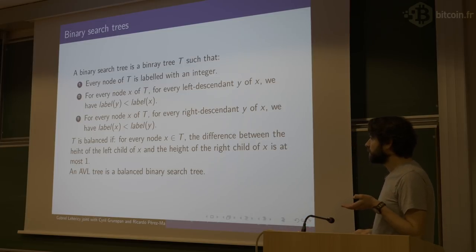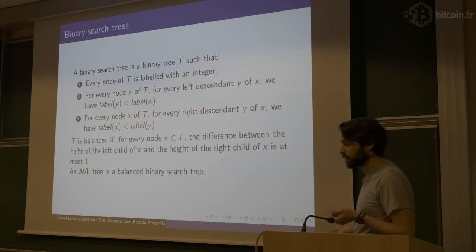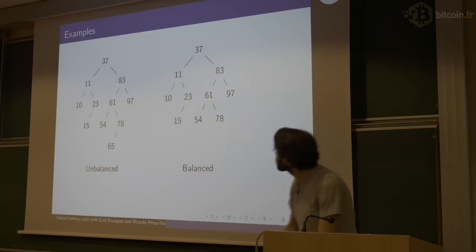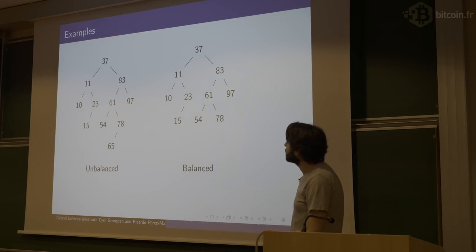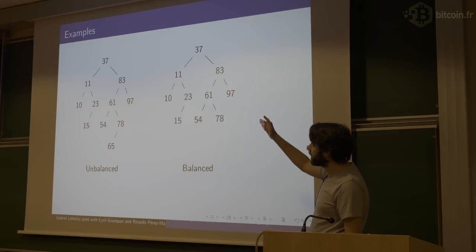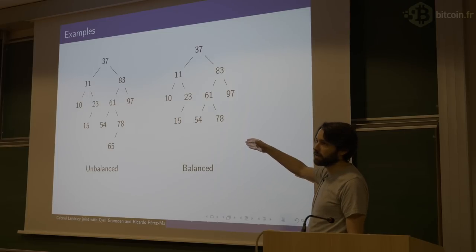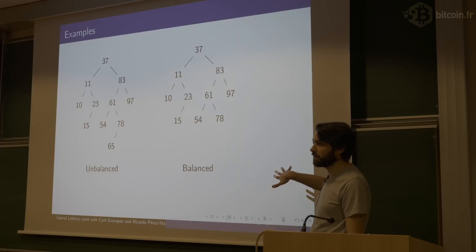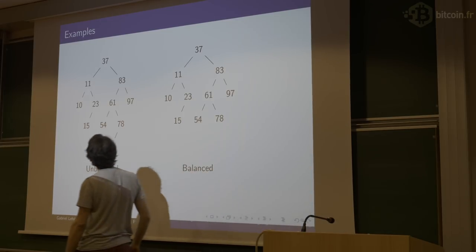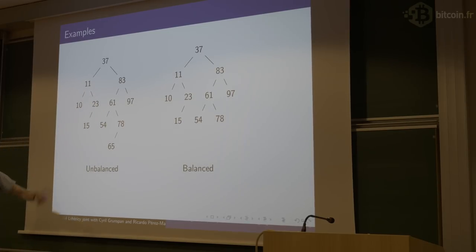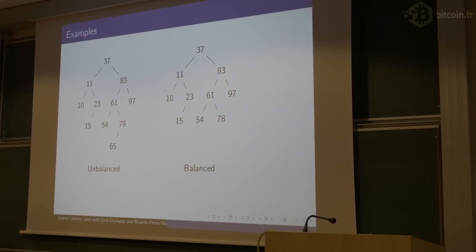Basically, it means the left child and the right child of a node can have different heights, but this difference cannot be more than one. Here I drew a picture to show what an AVL tree is. You can check that in these trees, whenever you go to the left, the integer decreases, and whenever you go to the right, the integer increases. And it's actually more than that: everything to the left of 37 is smaller than 37, and everything to the right of 37 is more than 37, and this is true for all the nodes.